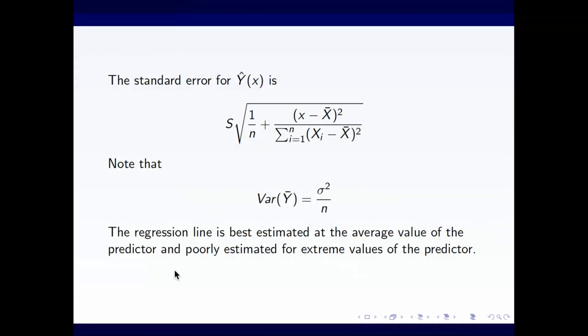So here, the standard error of the y hat x. Remember, we know that the unbiased estimator for sigma squared is s squared. So the estimated variance is going to be s squared times 1 over n plus (x minus x bar) squared divided by the sum of (x_i minus x bar) squared. When you take the square root, it is s times the square root of 1 over n plus (x minus x bar) squared divided by the sum from i equals 1 to n of (x_i minus x bar) squared.